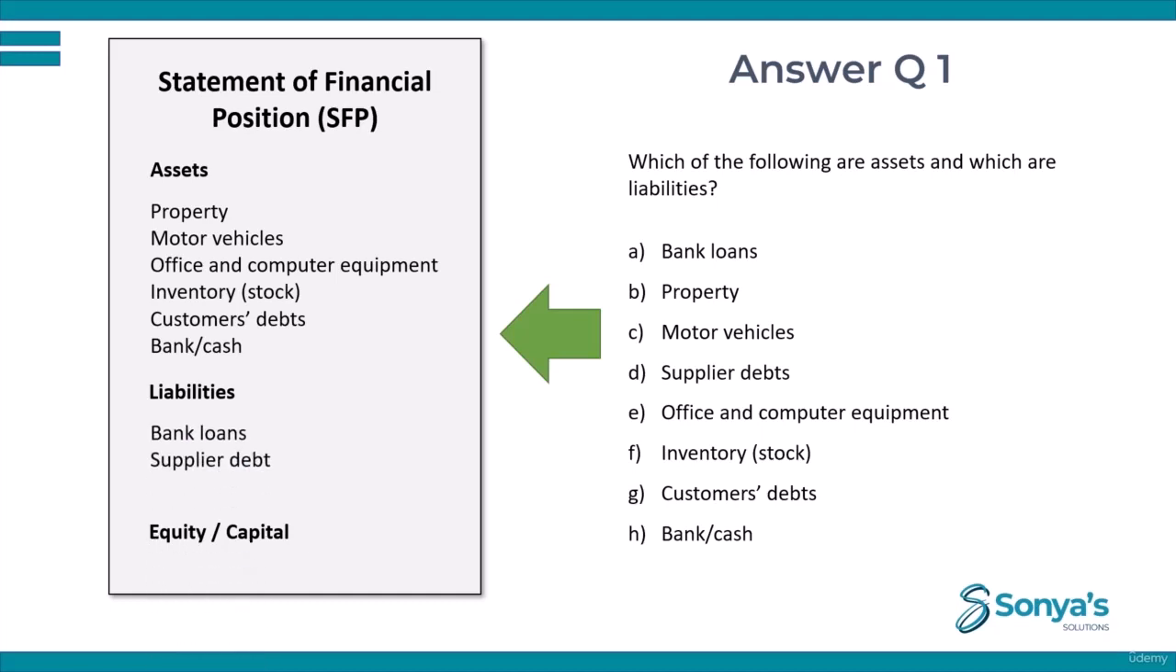Typical liabilities include bank loans and debts owed to those that have supplied the business with materials or goods on credit. These are the business's financial obligations, debts that need to be repaid.